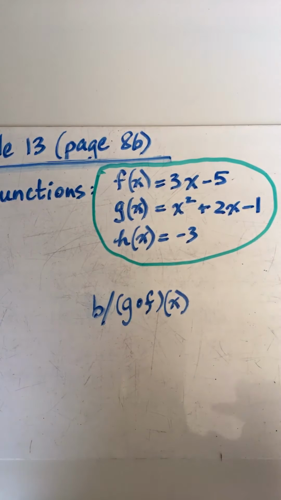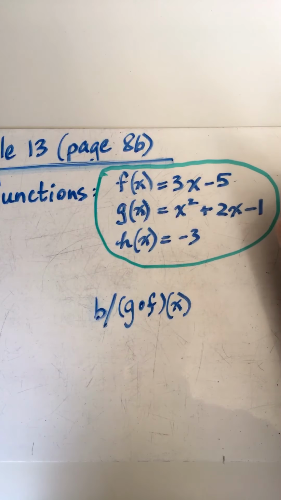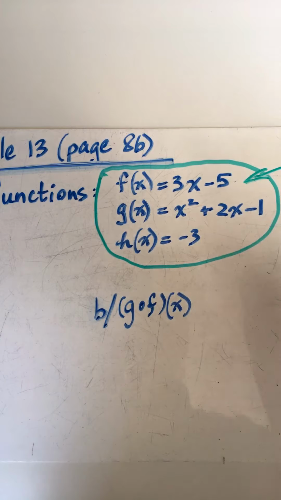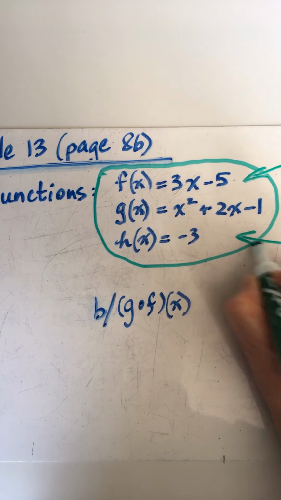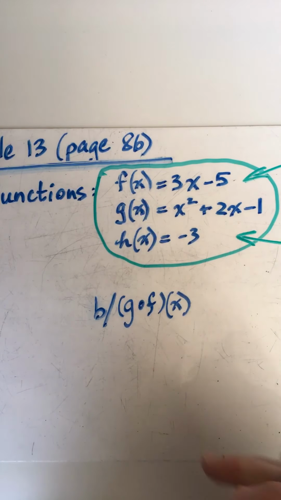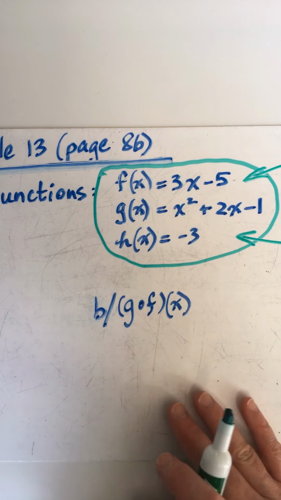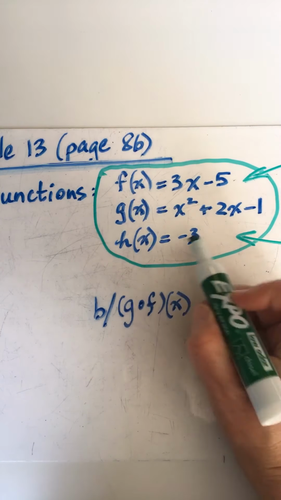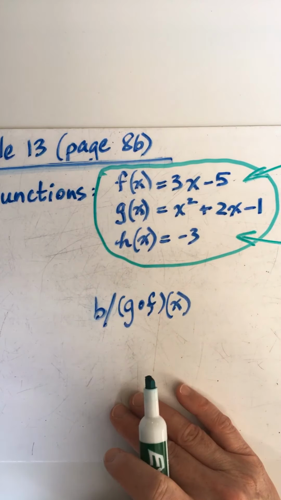Now hopefully you would know what this function would look like as a graph. It's a straight line, so a linear function, and hopefully you would also know what this one would look like, also a straight line, but a special kind of straight line with no slope, so it's a horizontal line that crosses the y-axis at negative 3.